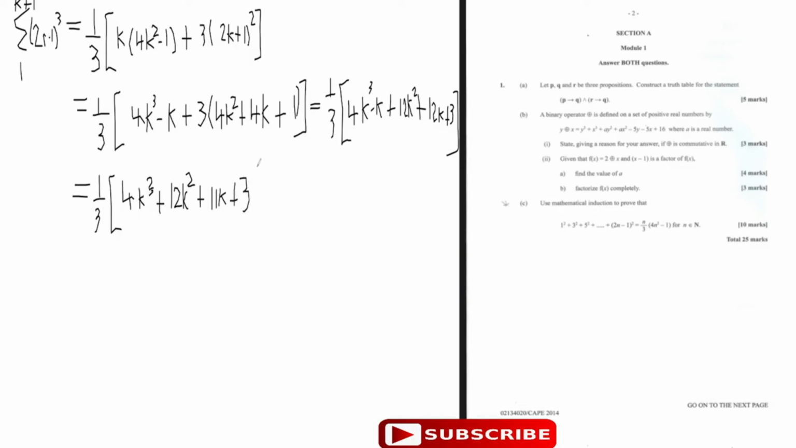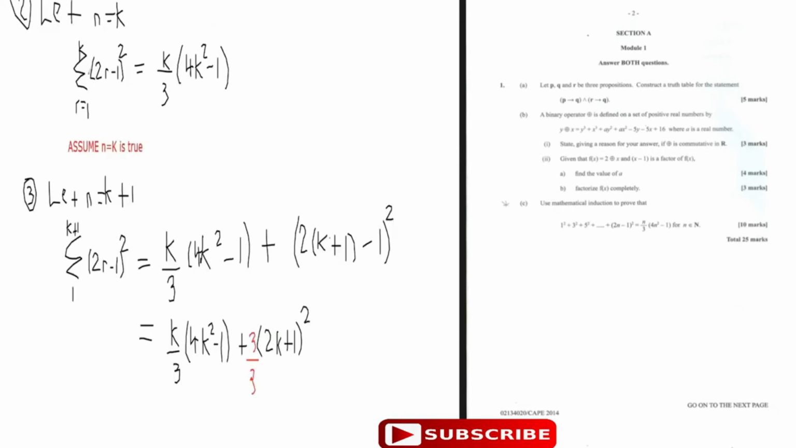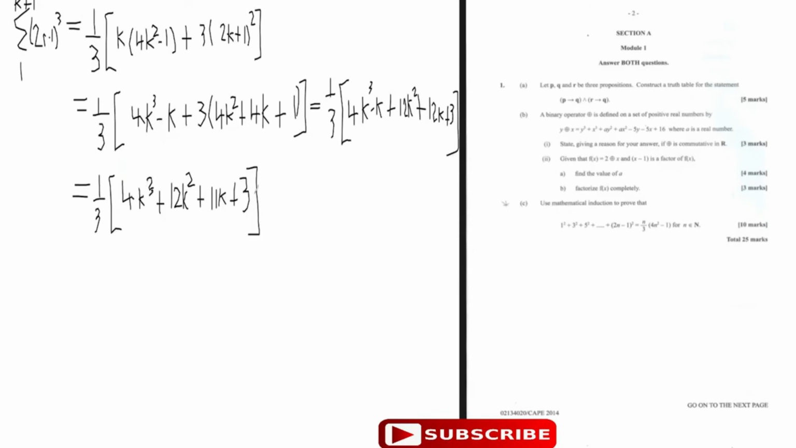All right. Now remember, what are we trying to get? What's the goal? The goal is to show that the sum from 1 to k plus 1 should be (k plus 1) over 3 times (4 times (k plus 1) all squared minus 1). So that means we need to factor out k plus 1 out of this. The only way we can factor out k plus 1 out of this is doing polynomial division. Yes, I know it is tedious, but we're going to have to do it.